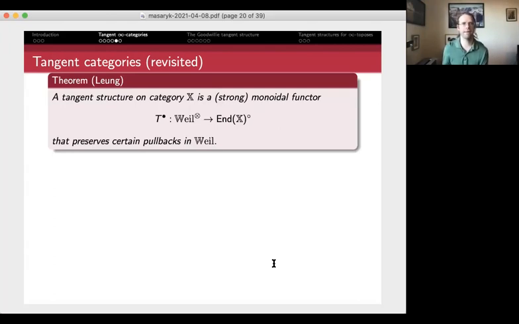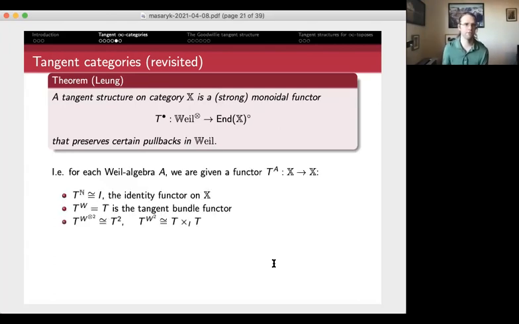Let me unpack this a little bit for you and connect it back with the previous definition. We have each Weil algebra. This monoidal functor gives us an endofunctor, T_A. So T_ℕ, where ℕ is just the trivial one, the unit for the monoidal structure, has to be the identity functor. And then corresponding to that Weil algebra W with one generator, that gives us the T that plays the role of the tangent bundle functor in the tangent structure.